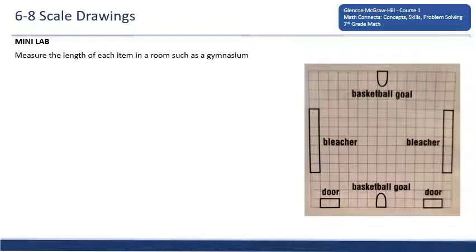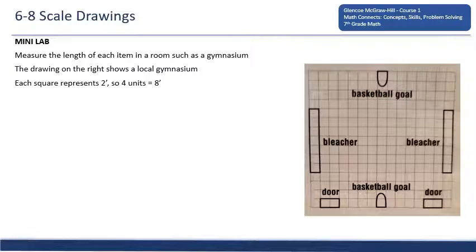Mini lab. Measure the length of each item in a room, such as a gymnasium. The drawing on the right shows a local gym, and each square unit represents 2 feet, so 4 units equals 8 feet. 4 times 2 equals 8. Name the actual lengths of the following items.